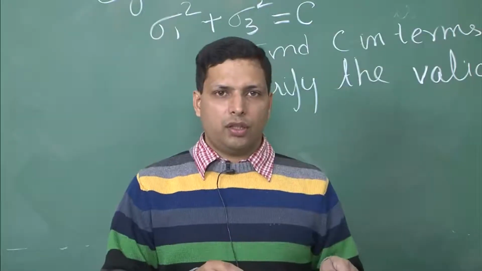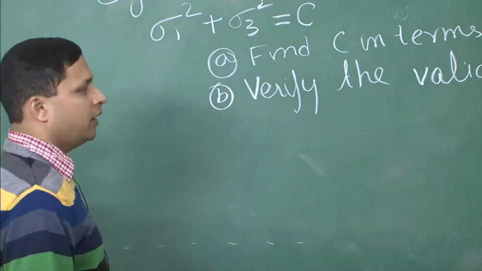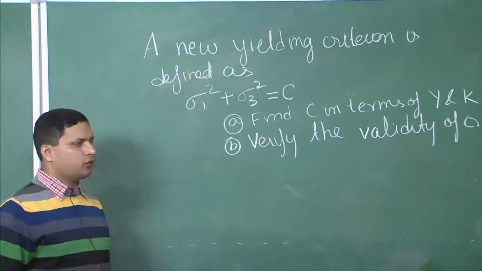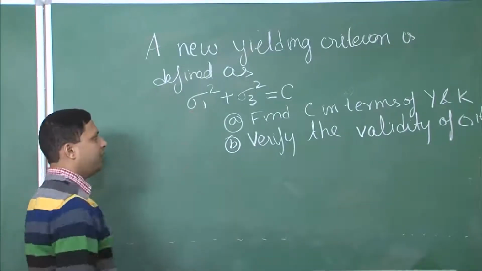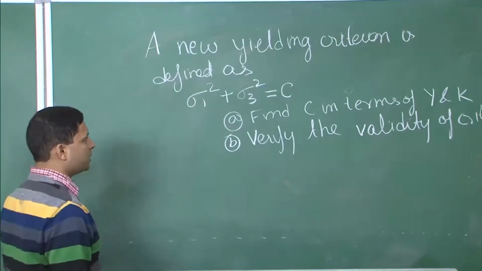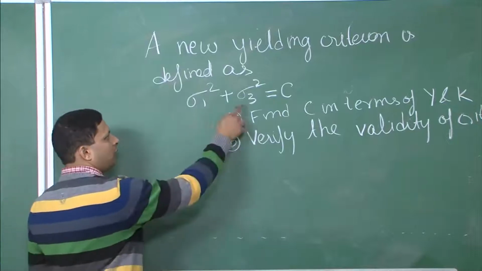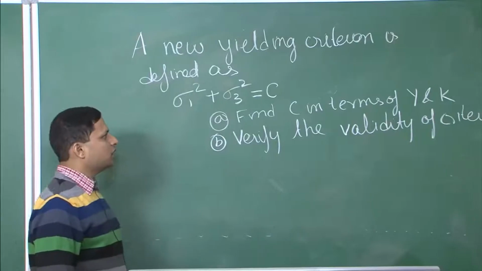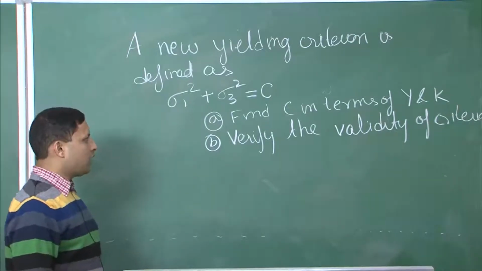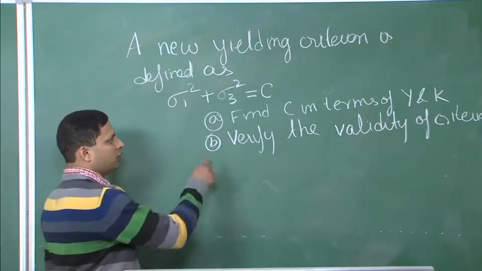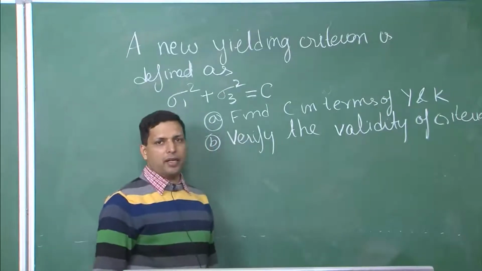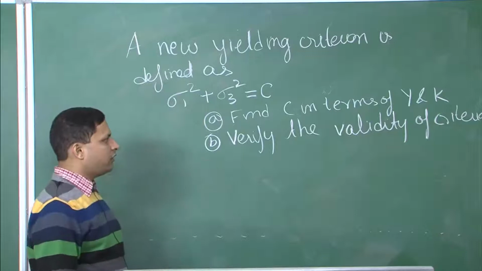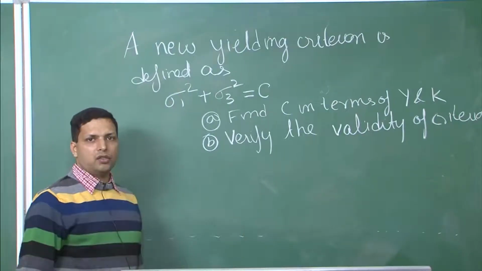So, I left you with this particular question on yielding criterion, and what we gave to you is a newly defined yield criterion: sigma 1 square plus sigma 3 square equal to C. Sigma 1 and sigma 3, as you know, are principal stresses, C is a constant. So, the question was, assuming of course that it is valid, find C in terms of y and k, that is yield strength and shear strength, and in the second part verify whether this criterion is valid at all or not.